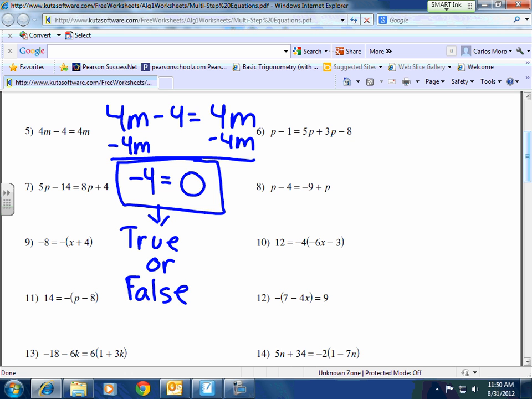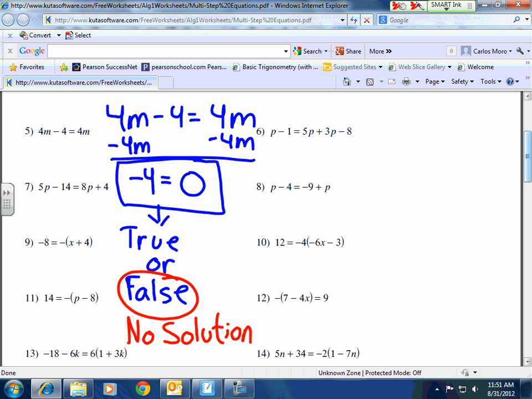Well, in this particular case, it is false. And it is false because there is no solution. No value of m is ever going to make this equation true. So, when you cancel out the variables when we are solving equations, and you get a false statement at the end, it can only be a false statement if you have eliminated the variables. Remember that. And you get a situation like this where it's negative 4 equals 0. That is false, and that is a no solution. Okay, no solution.